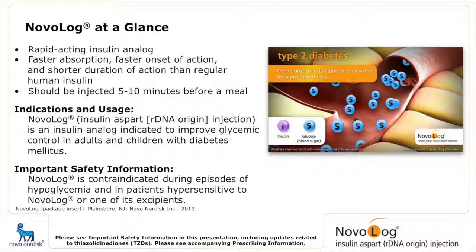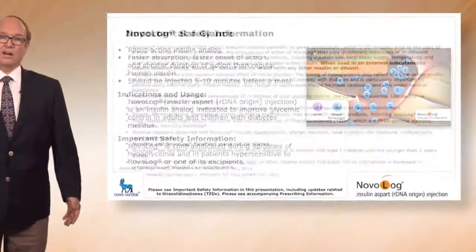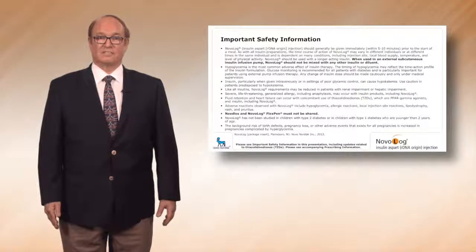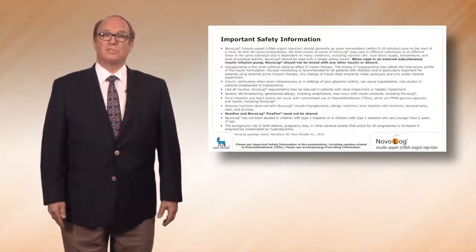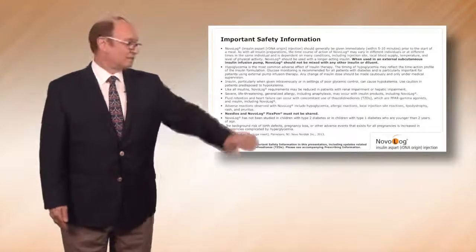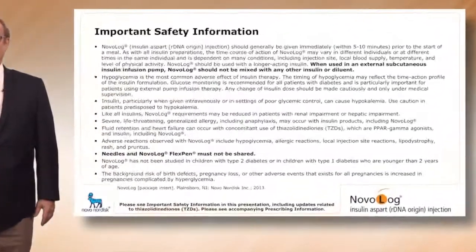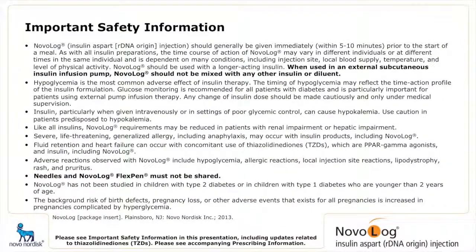Novolog is indicated to improve glycemic control in patients with type 1 and type 2 diabetes and children over age 2 with type 1 diabetes. Novolog is contraindicated during episodes of hypoglycemia and in patients hypersensitive to Novolog or one of its excipients. Now let's review some important safety information for Novolog. Novolog should be generally given immediately within 5 to 10 minutes prior to the start of a meal.